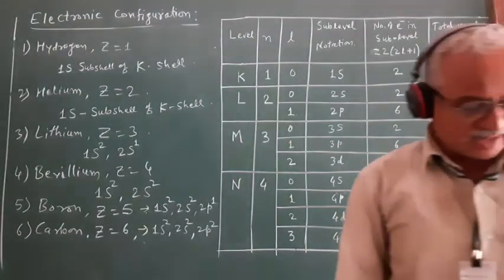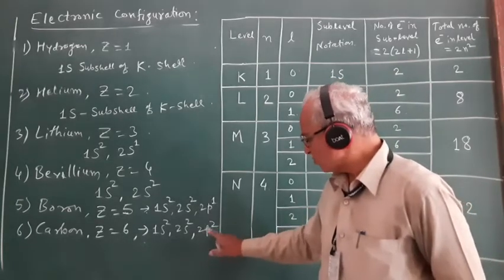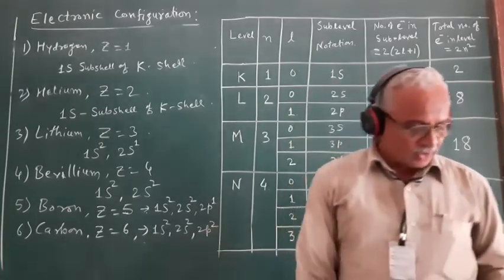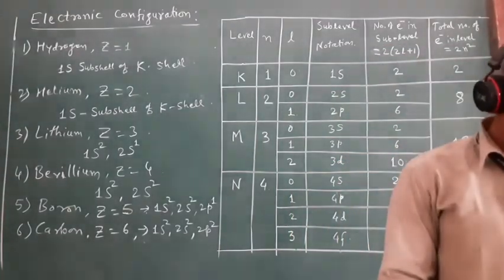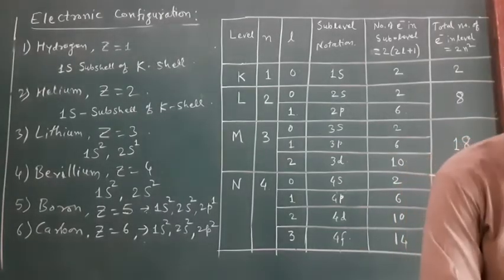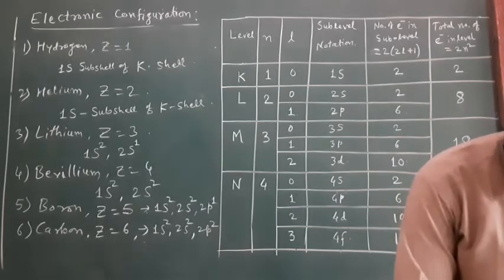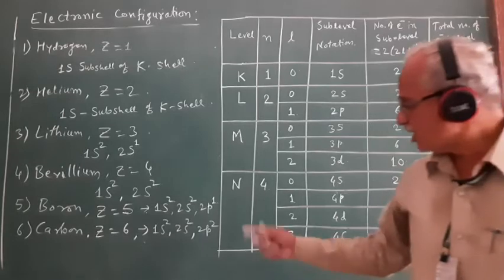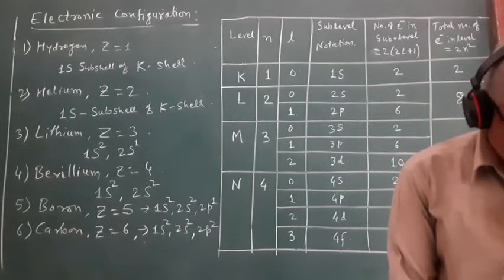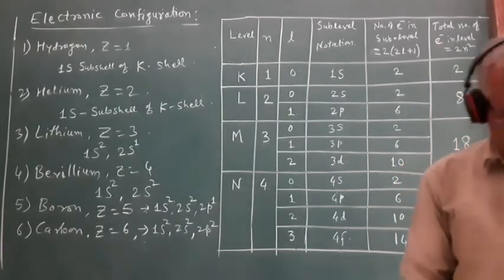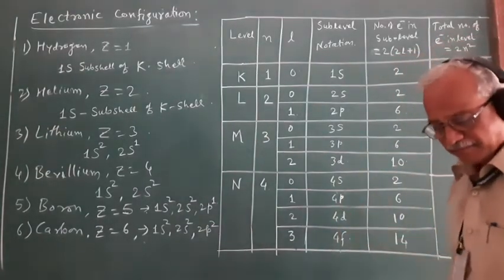So here in this case we observe that there are two 2p electrons. These two 2p electrons will enter into different subshells, that we'll see a little later on. But before that, what we shall try to understand here is the table given here.